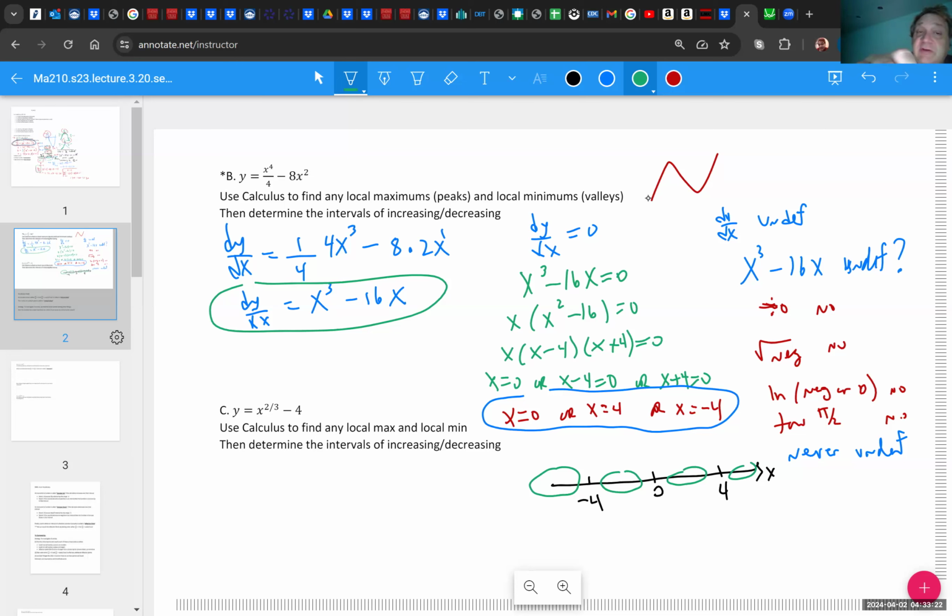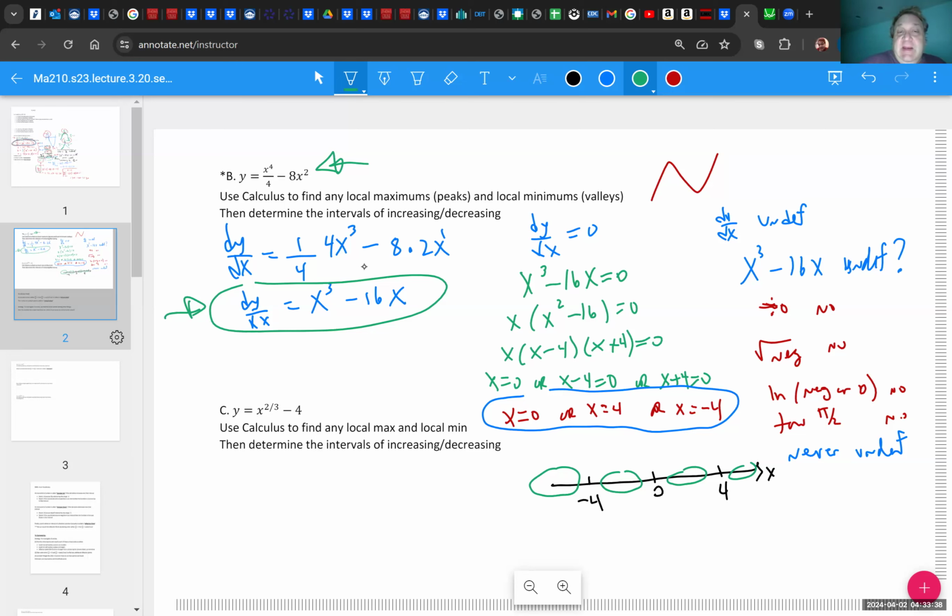The original function tells you y values. It doesn't tell you increasing or decreasing. And the derivative function does not tell you y values. It only tells you increasing, decreasing, tells you the slope, right? So we're going to have to make sure to plug it into the right equation.